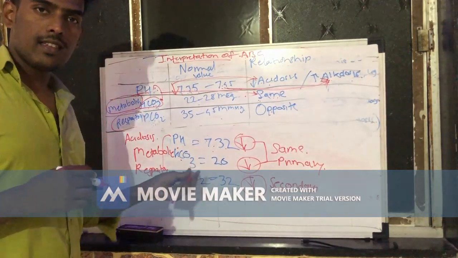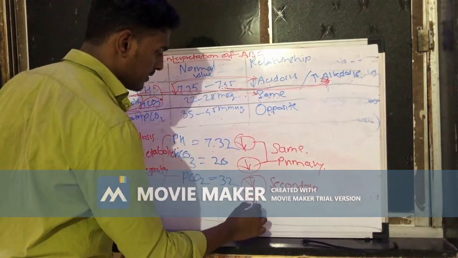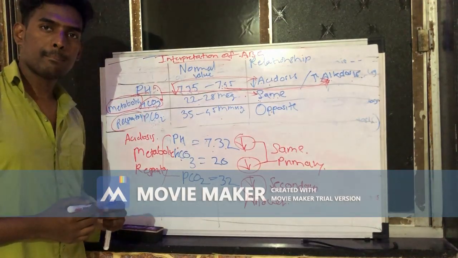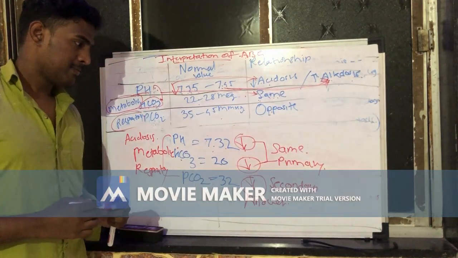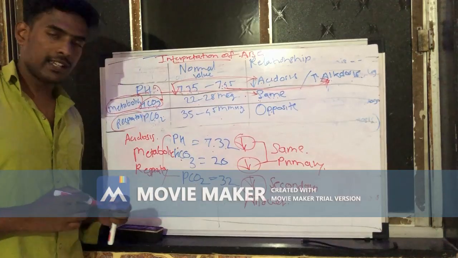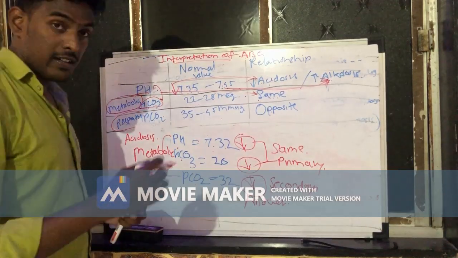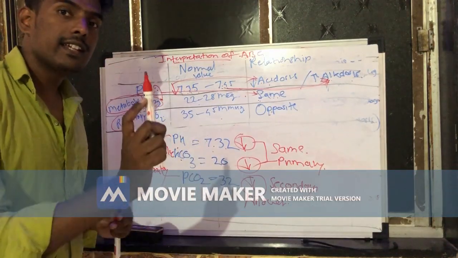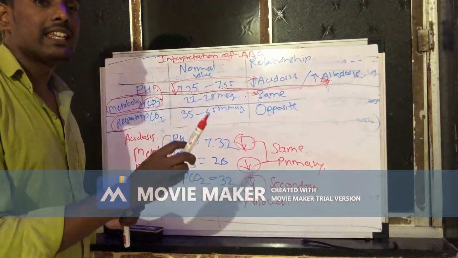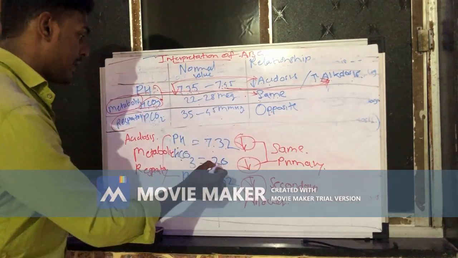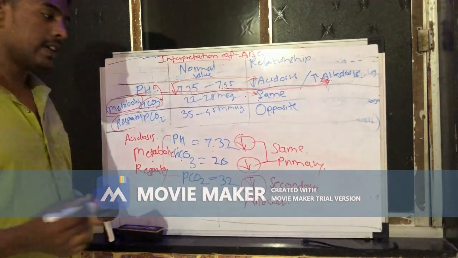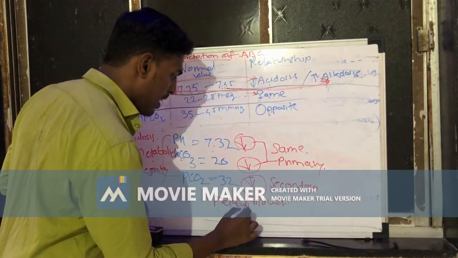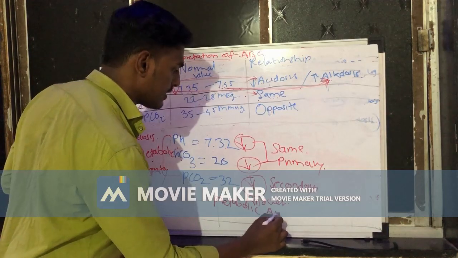Now who will answer this? What is the interpretation? I gave the primary component, I gave the secondary component. So here, if the compensation is shown, always consider the primary component as your answer. So what is the primary component? Metabolic. So what will be your answer? Metabolic acidosis.